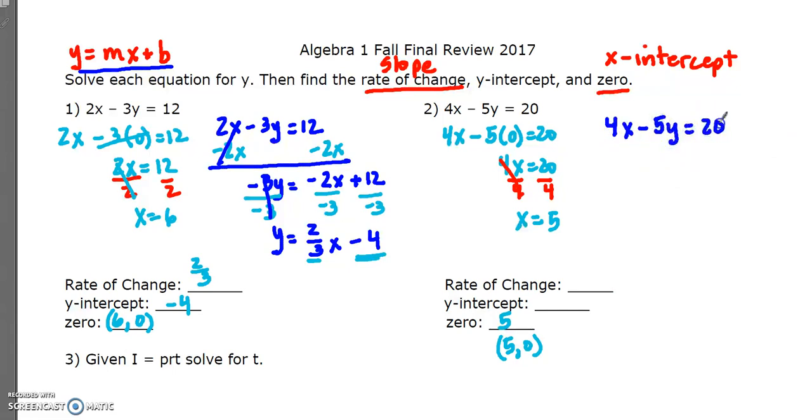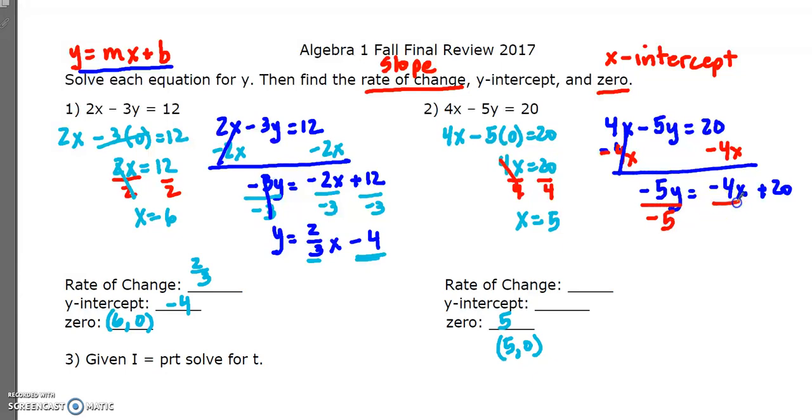The y-intercept and my rate of change, again, I'm going to rearrange and put my y by itself. So I will need to subtract my 4x from both sides of my equal sign. That leaves me a negative 5y equals a negative 4x and a positive 20. Again, divide everything by negative 5 so that my y will be by itself.